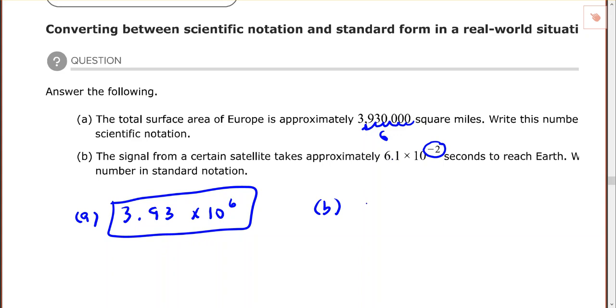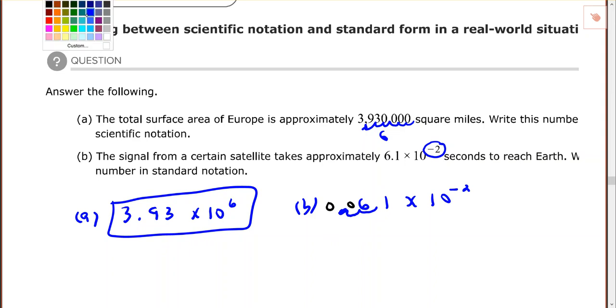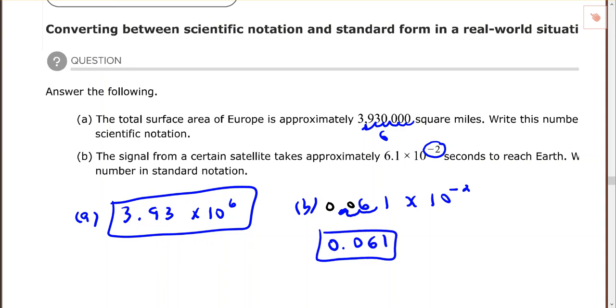So if I move my decimal 2 places to the left, I started off with 6.1 times 10 to the negative second. One, 2. So I have 0, and then another 0. So 0.061 is the same thing as 6.1 times 10 to the negative second, same value.